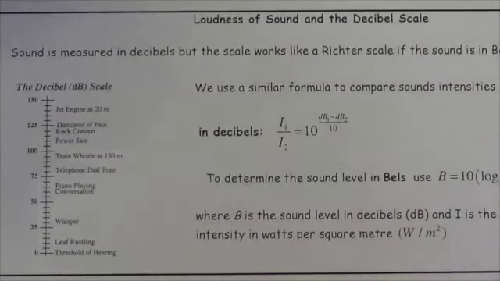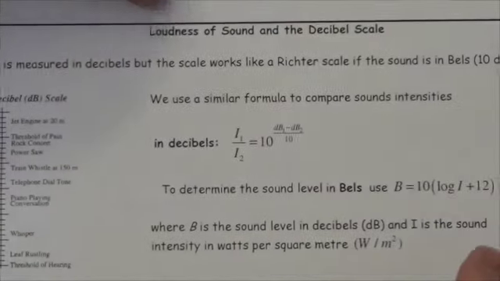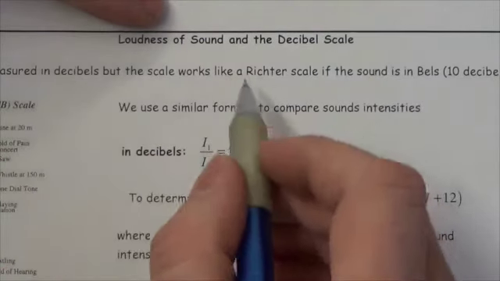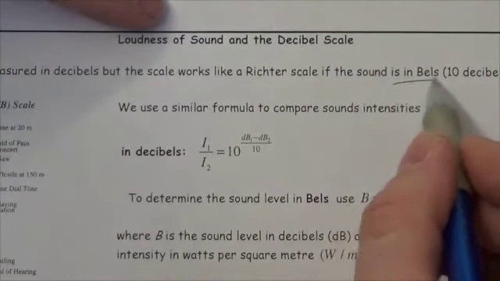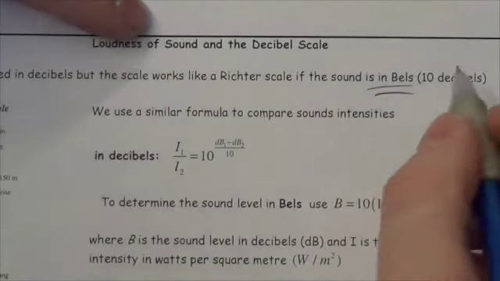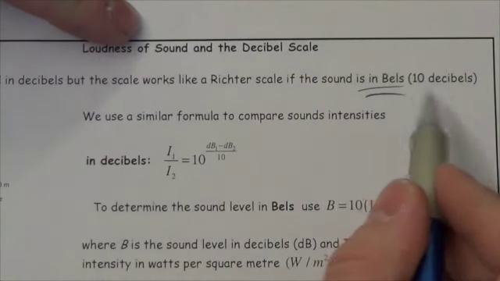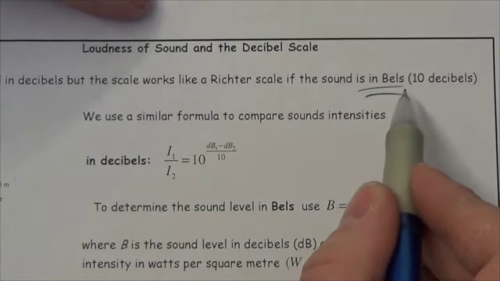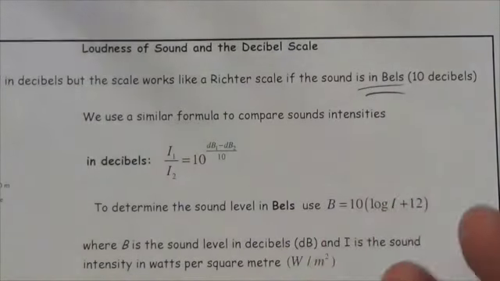Now we will consider problems involving the decibel scale. Okay, so now we're going to take a look at the decibel scale. Now, the decibel scale is a little different than the Richter scale. There is a more direct comparison here, and we'll talk about it right here. We'll say it like this: sound is measured in decibels, but the scale works like a Richter scale if the sound is in bells. Now, okay, so there's two different measurement units here. There's bells and then there's decibels, okay? Essentially, the decibel scale is what you might call a little bit of a finer scale here. There's 10 decibels per bell. Bells are exactly like the Richter scale, okay?